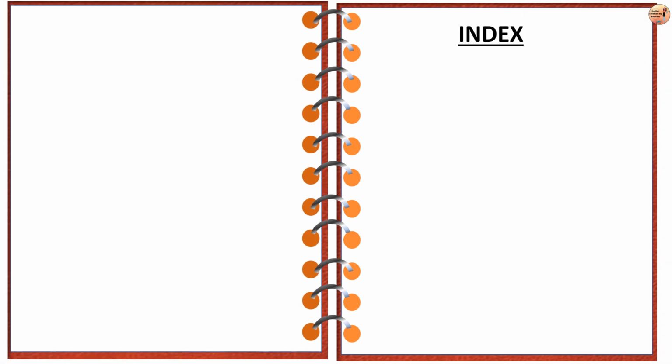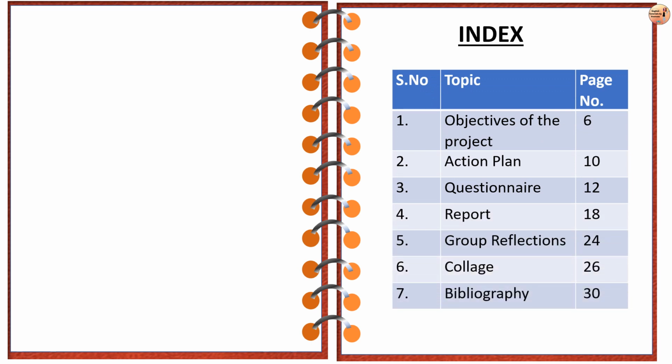Next will be the index sheet. An index provides a map to a report's content. It is used primarily as a navigational tool with the corresponding page number or numbers for each topic listed alongside.